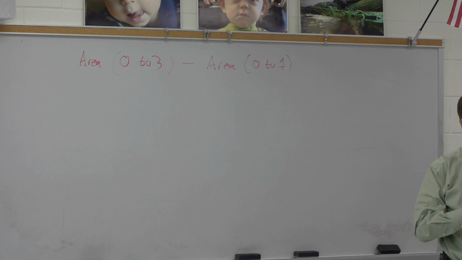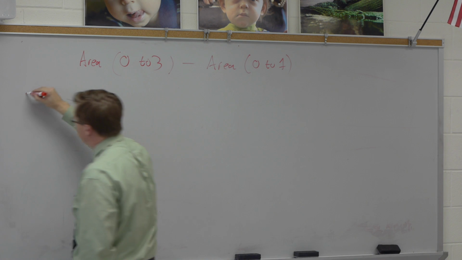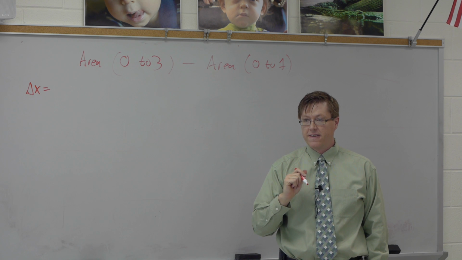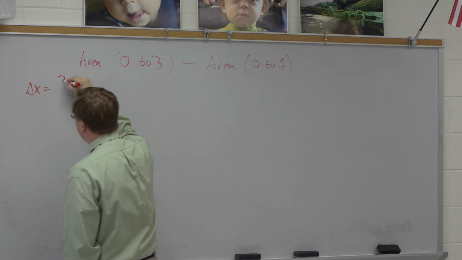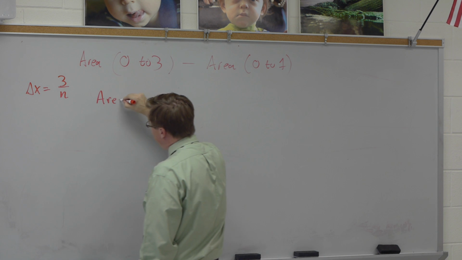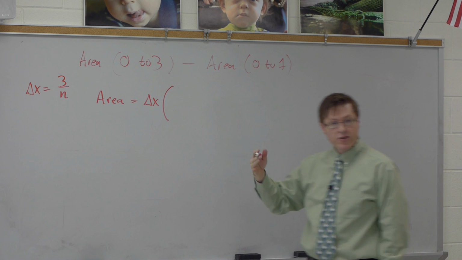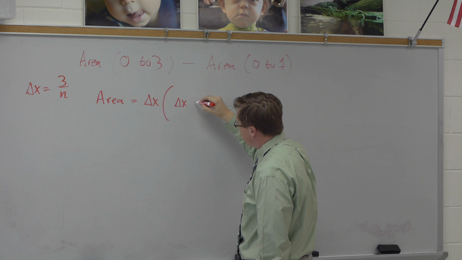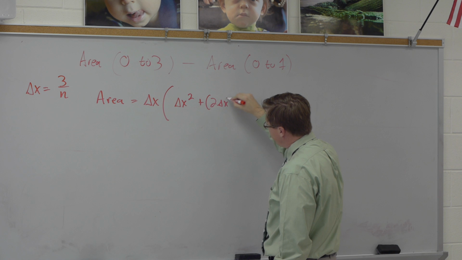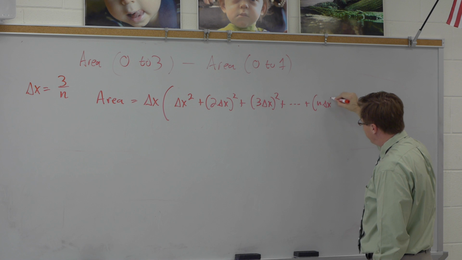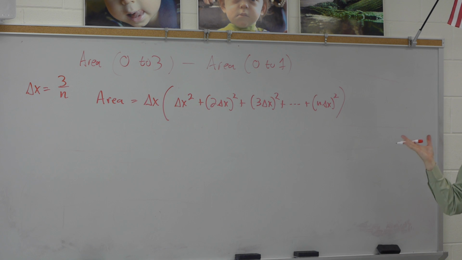Now our area from 0 to 3, what's delta x going to be with n rectangles? 3 over n. And my area, based on what we did last class, all my little y values are just going to be delta x squared, 2 delta x squared, 3 delta x squared, because we did exactly this problem last class, starting at 0. So this is really just review.